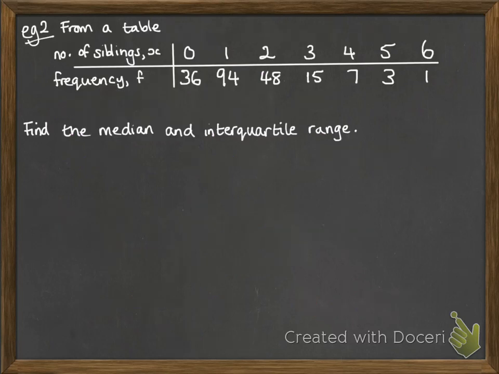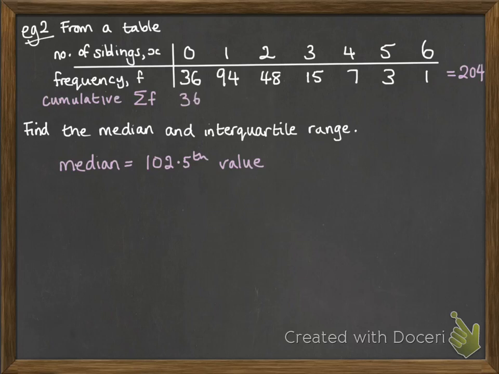Okay, we can do this from a summarized table as well, and I'm just borrowing this question we've used before for the number of siblings and the frequency. We want to find the median and the interquartile range. So before we can do that, we need to look for the 102.5 value. So we need to figure out where that is. So if we put in the cumulative frequency along the bottom, so we've got 36, and then 130 people are included for the 0 and the 1 category. Then we add in the 2 category, we get 178, and so on. We're just adding up our frequencies as we go.